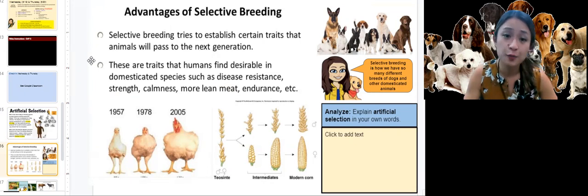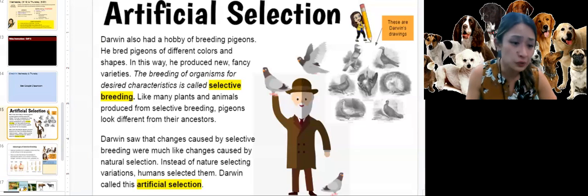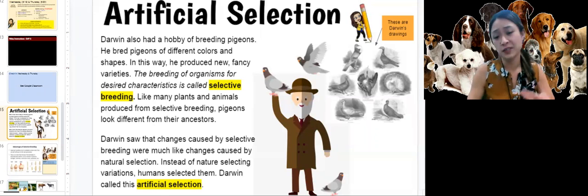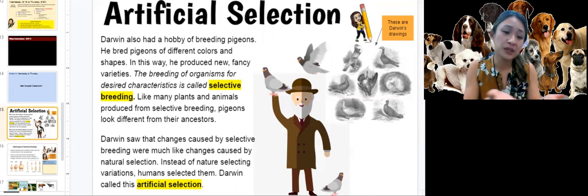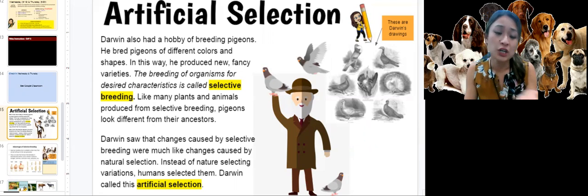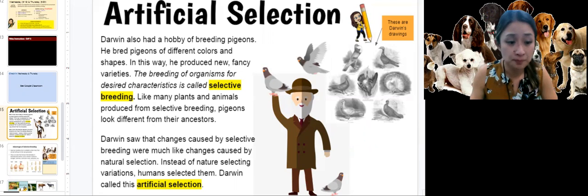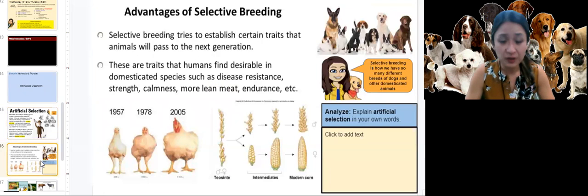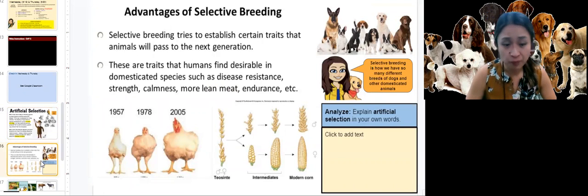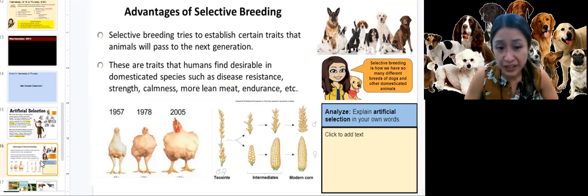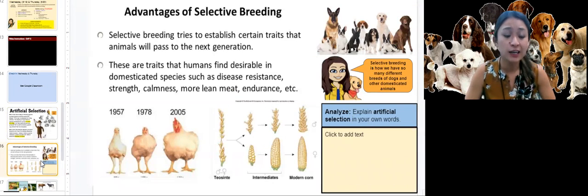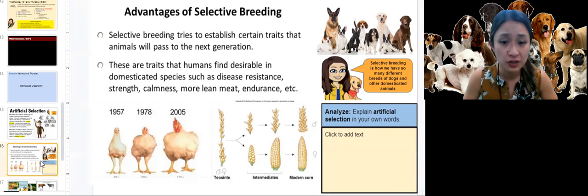Advantages of selective breeding, right? So there are 2 names you can use for this idea. You can either say selective breeding, and that would mean the same thing as artificial selection. So if one term makes more sense to you than others, then go with that one, okay? So advantages of selective breeding. Selective breeding tries to establish certain traits that animals will pass on to the next generation.